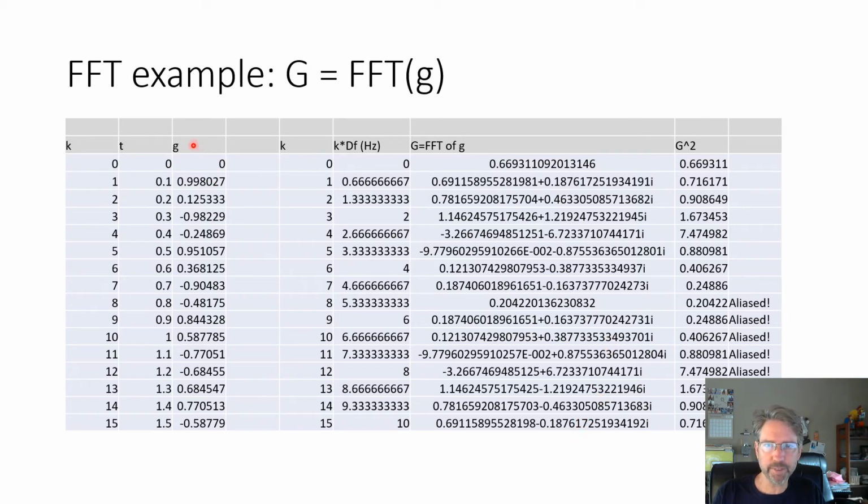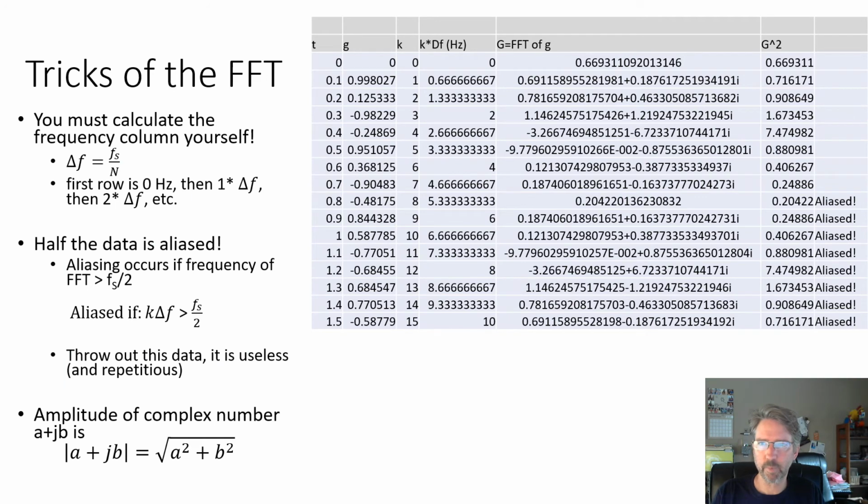So it's very simple. It's one function call in MATLAB to get a column of data like this to a column of data like this, but the interpretation takes a little work. So here are some tricks of the FFT in order to use this again for the sampling theorem.